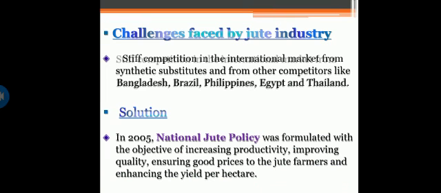What are the challenges faced by the jute industry? Stiff competition in the international market from synthetic substitutes and from other competitors like Bangladesh, Brazil, Philippines, Egypt and Thailand. So what was the solution for this? In 2005, the National Jute Policy was formulated with the objective of increasing productivity, improving quality, ensuring good prices to the jute farmers, and enhancing the yield per hectare. These are some of the steps taken by the government of India to protect the jute industry of our country.